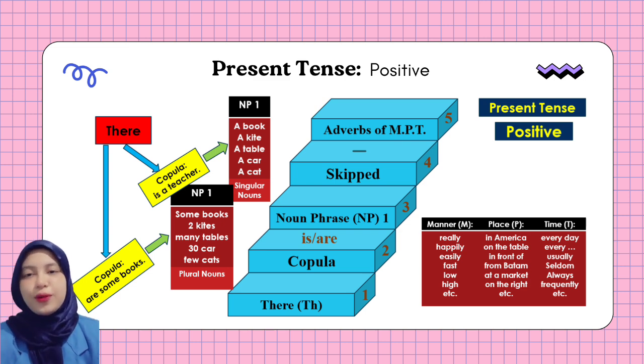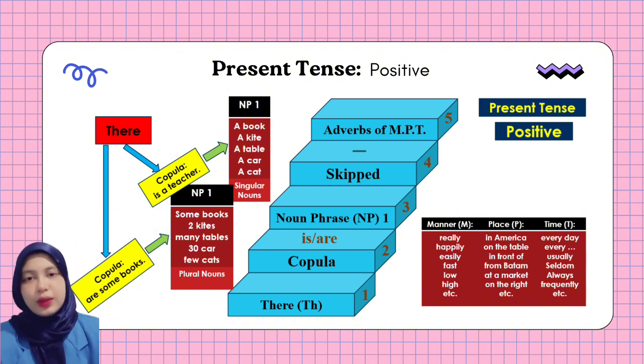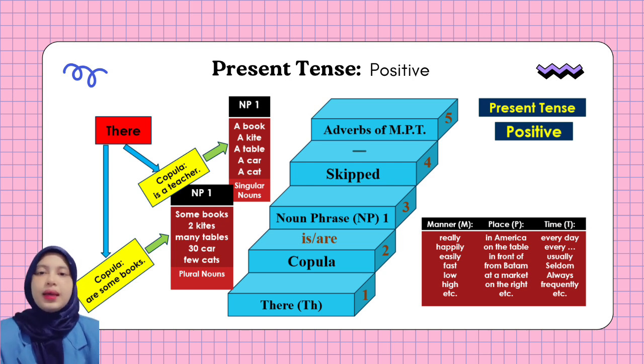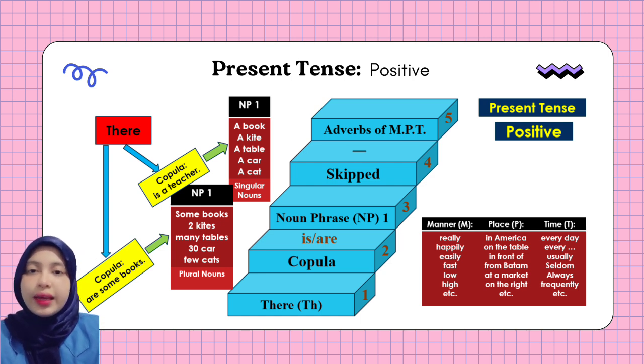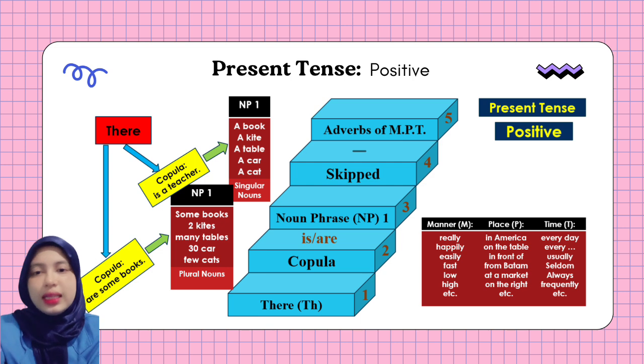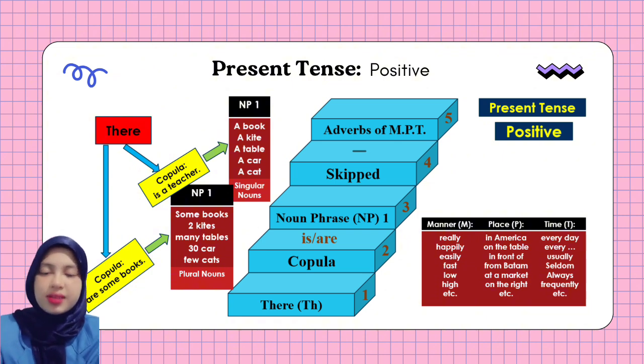Stairs 4, skip it. For this specific sentence structure focusing on the copula and existence, we often skip directly to the next steps. Stairs 5, adverbs of manner, place, time. After establishing the existence or identity, we can add more detail using adverbs of manner: how something happens, for example, really happily. Place: where, for example, in America, on the table. And time: when, for example, every day, usually.